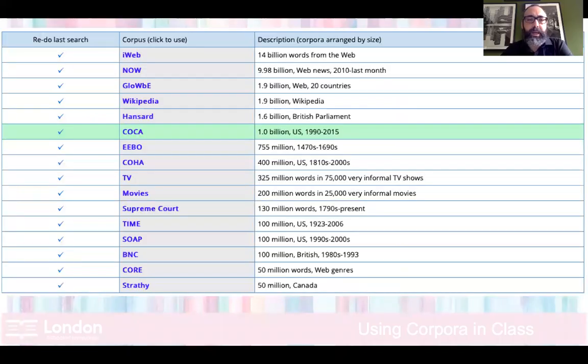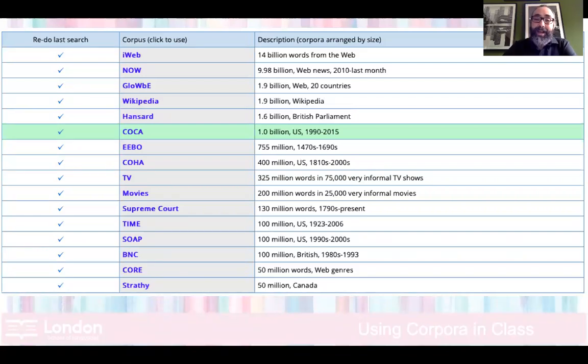Right. And okay, first of all, as I said, I will use COCA, but there are many corpora you can use, okay? Some of them are incredibly big. I mean, the iWeb, the first one, as you see, 14 billion words from the web, okay? 14 billion, it's impressive how much it contains. For example, there is a Wikipedia corpus as well with 1.9 billion words from Wikipedia, okay? If you're interested, the Hansard one, 1.6 billion from the British Parliament, that must be exciting, I think.